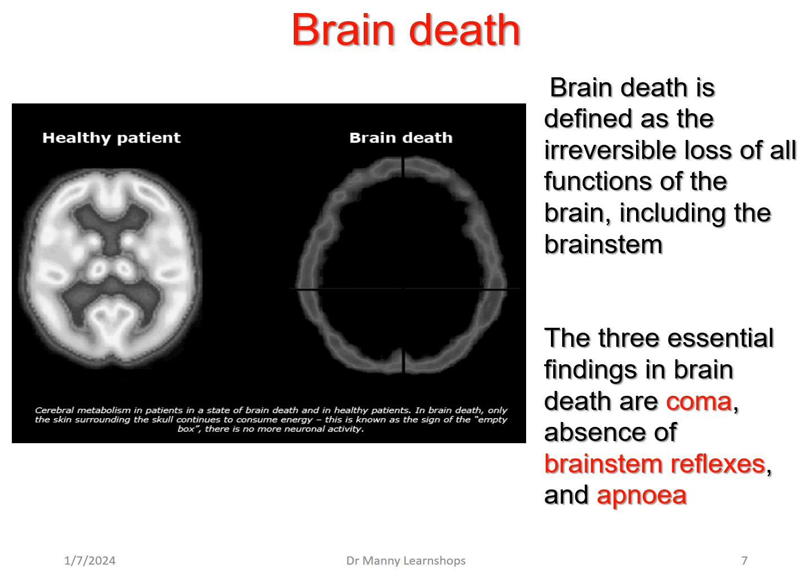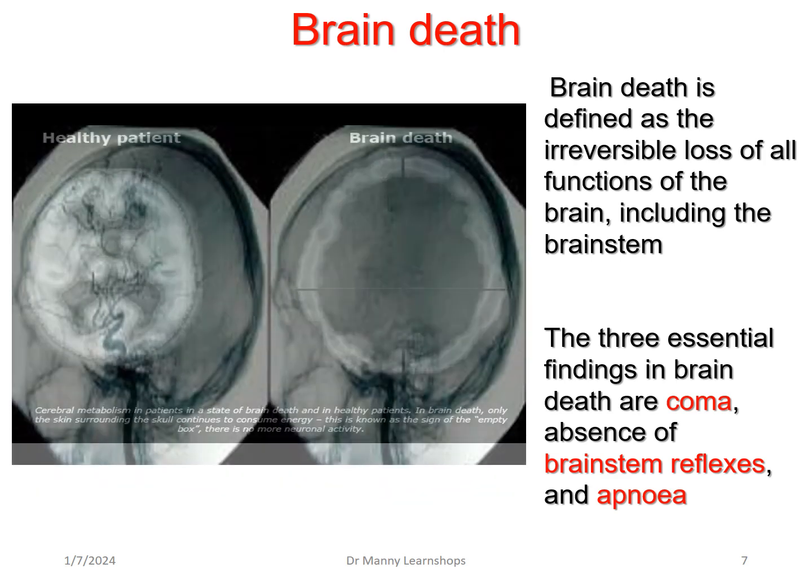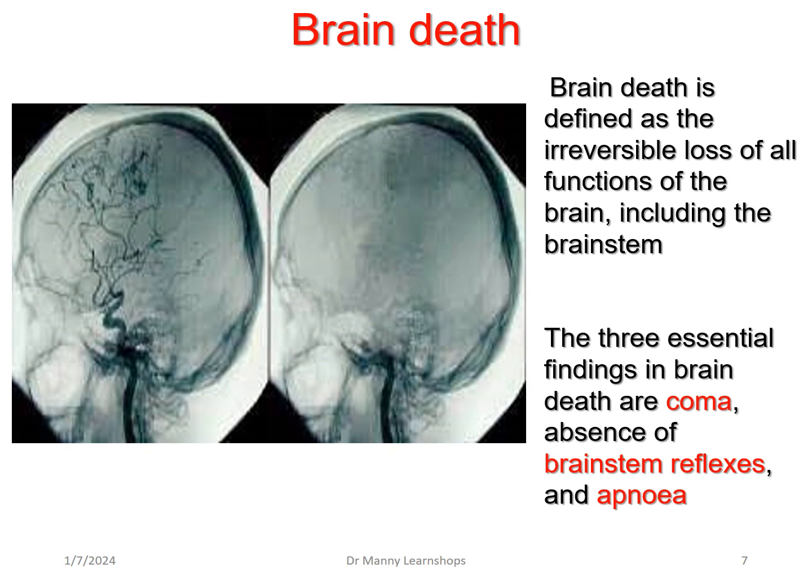Now, the three essential findings in brain death are coma, absence of brainstem reflexes, and apnea. When you look at the diagrams, for example, here you've got a scan and it's showing you that really in brain death there's no perfusion whatsoever. The brain is dead. Here in an angiogram, you're seeing no dye going up into the cerebral circulation in the second image. The first image is normal. And if the brain doesn't have a circulation, then it's dead.